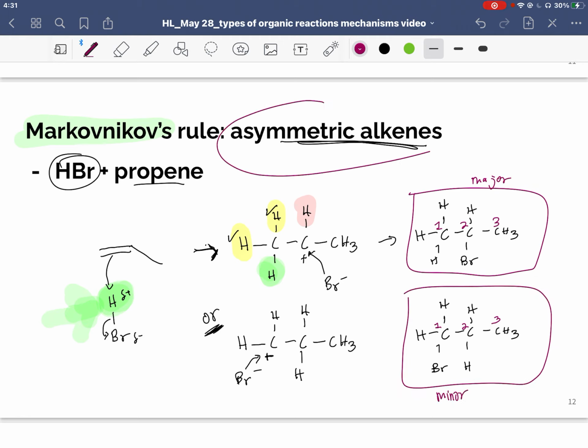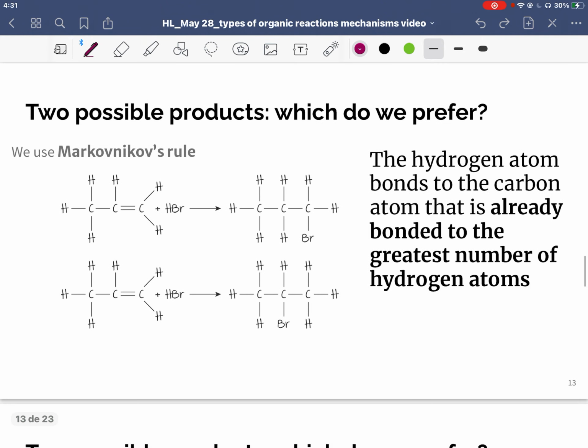And this only happens if you have an asymmetric alkene. This is asymmetric because on one side there's a methyl group attached and not on the other. So just like we said, the hydrogen is going to prefer going to where there's more hydrogens, making this product the major product. Both will happen. You'll just get more of the major product.